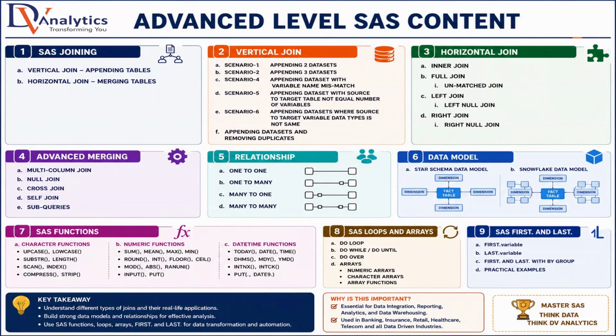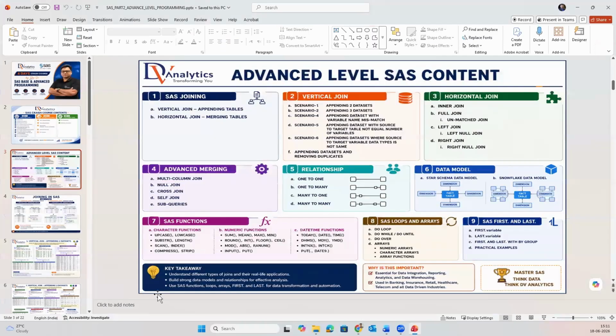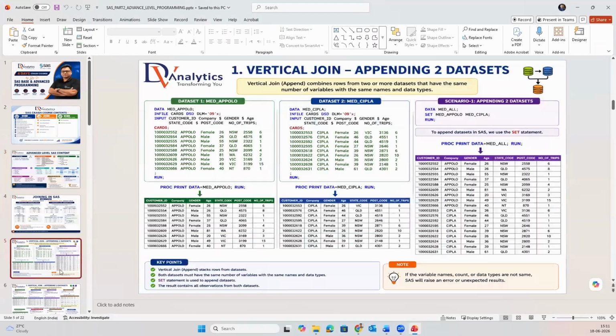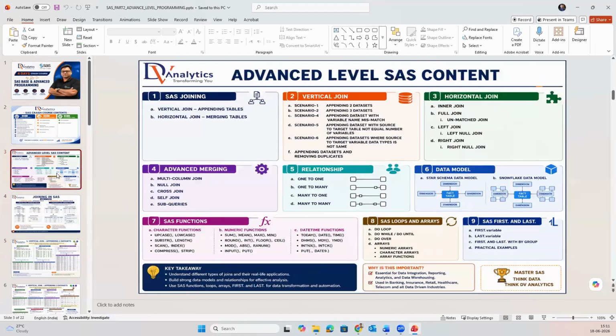Now we are going to start with the relationship in the data model. We'll do the SAS functions, SAS loops and arrays, and then SAS first dot and last dot. From the fifth topic towards the ninth one, we want to complete in today's class. So what I'll do, guys here, the material is all set. Whatever has been covered has been prepared for you guys. Now, having this content which we are supposed to complete from the relationship, I'm going to start that now.